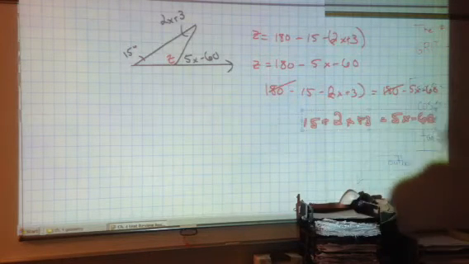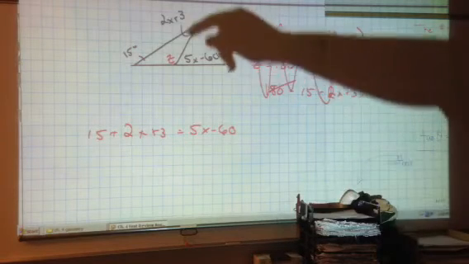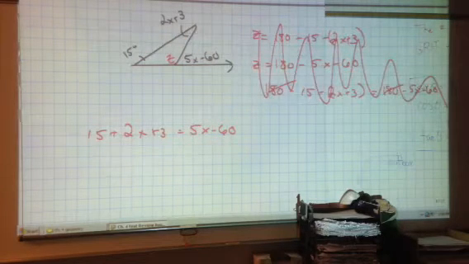That was just background knowledge. All I really need you guys to do for tomorrow is just know that these two remote interior angles add up to equal this angle here. So this is number 6.